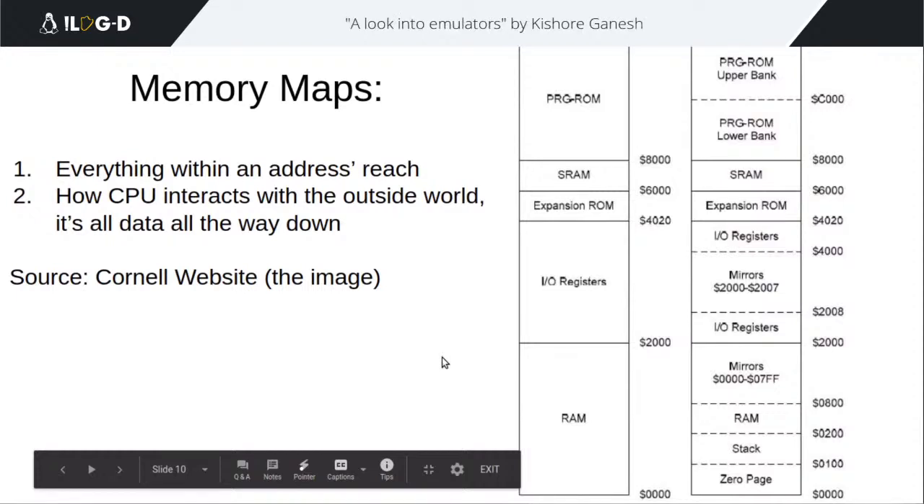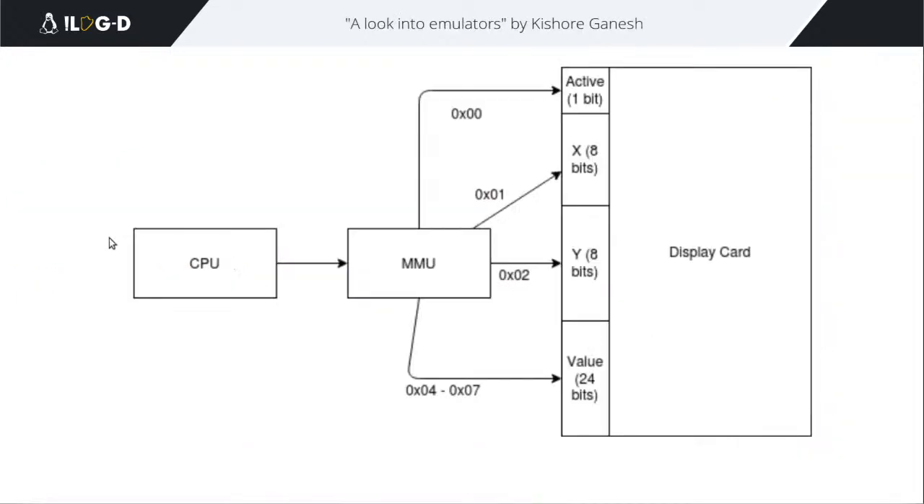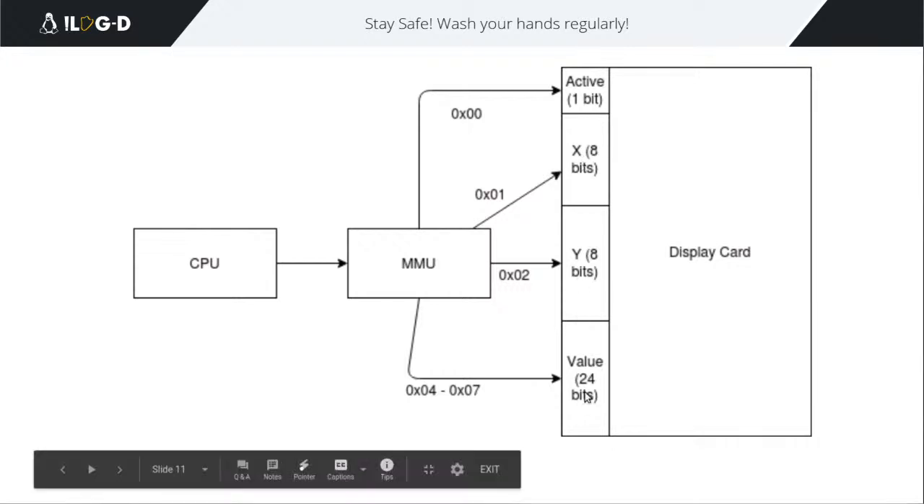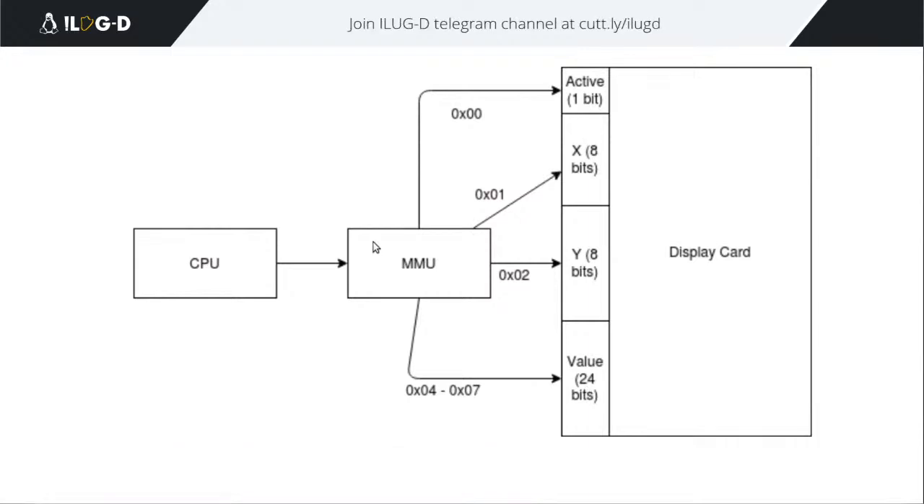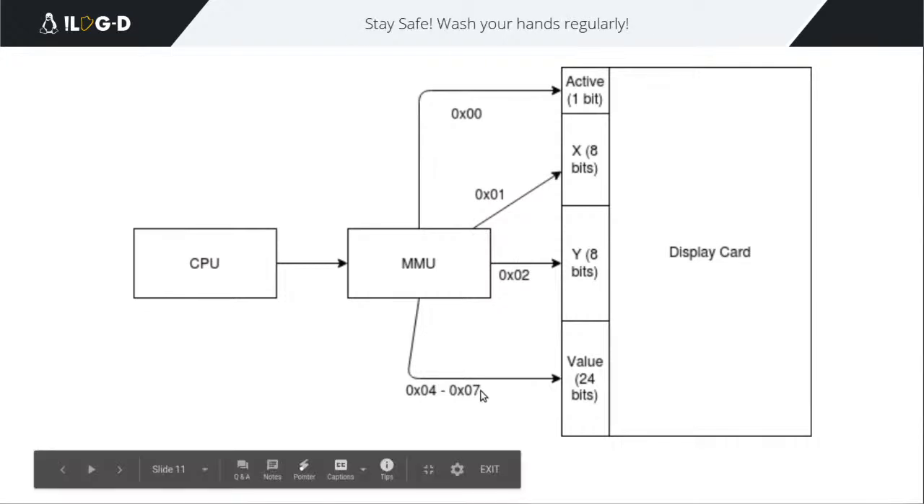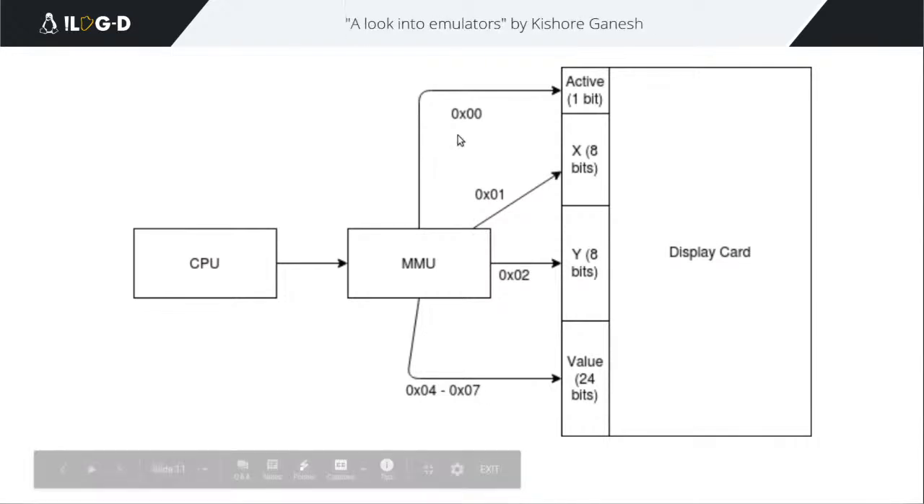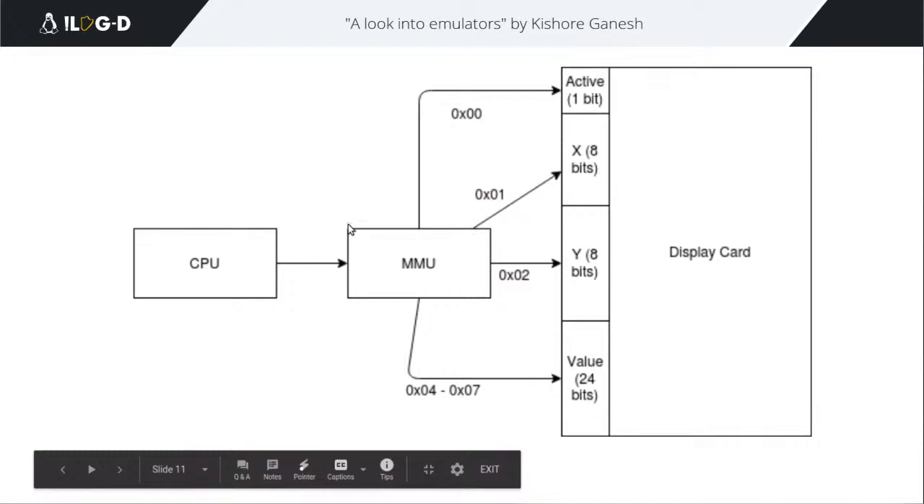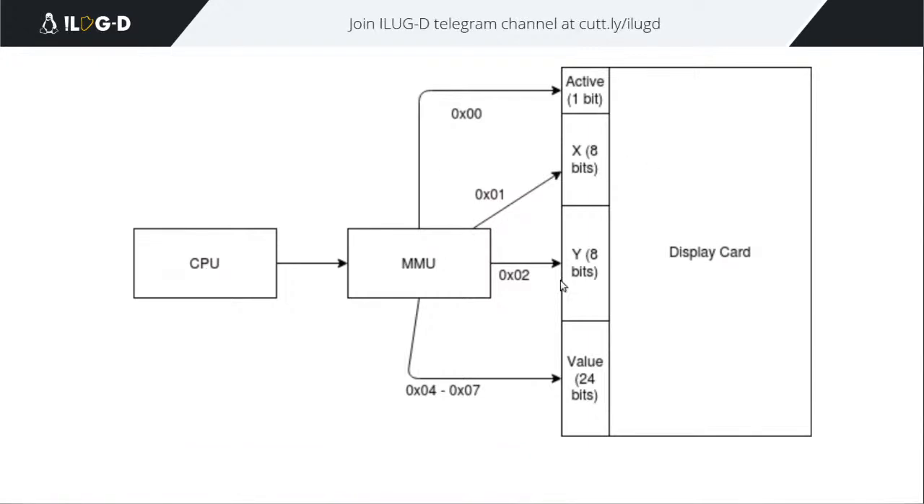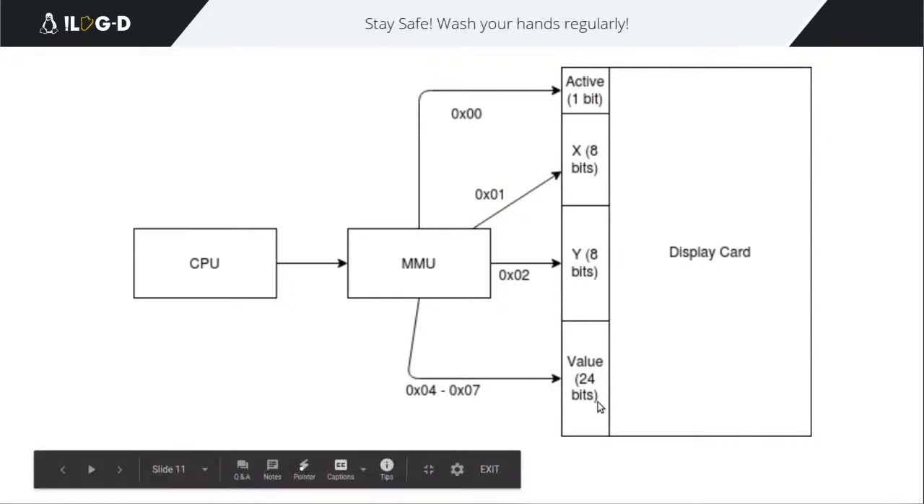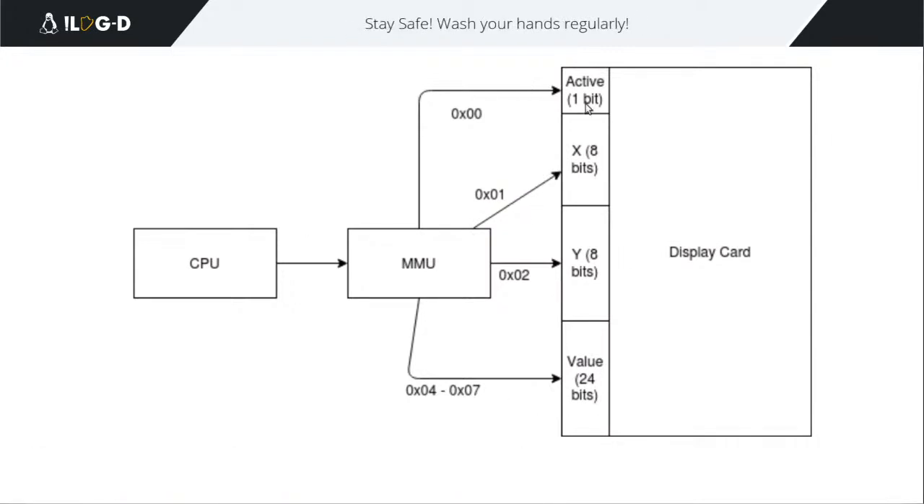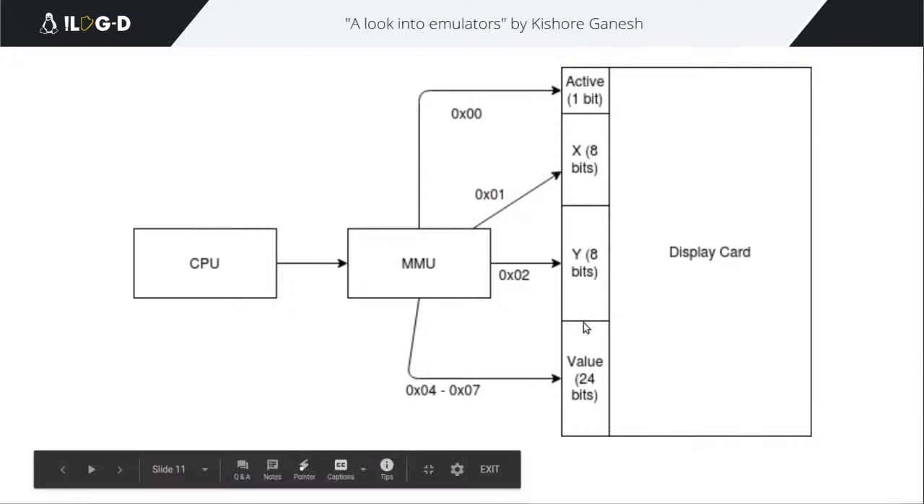And so what the CPU is actually able to do is make a sort of hardware function call. For example, we may have the display card, which may take the X coordinate, the Y coordinate, and say 3 bytes, which is RGB, so 24 bits for the pixel value, and there may be an active value. And each one of these parts may be assigned an address. This is just very hypothetical, right? This is very abstract. So if the CPU puts into address 1, it will go into the X coordinate, 2 the Y coordinate, and 4 to 7, it will go into the value. So as soon as the CPU puts 1 into the active bit, the display card will take this information and then render the value at the X and Y coordinate on the screen.